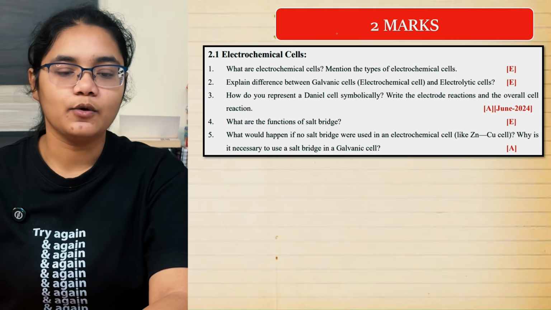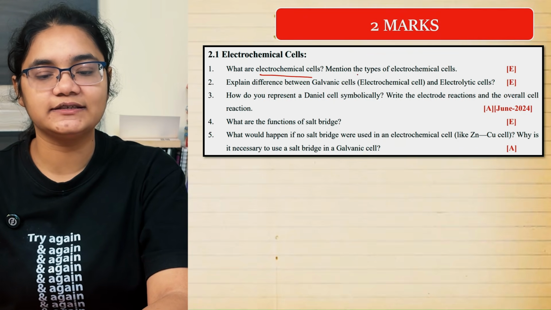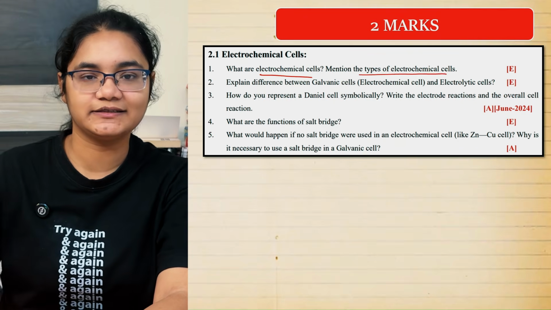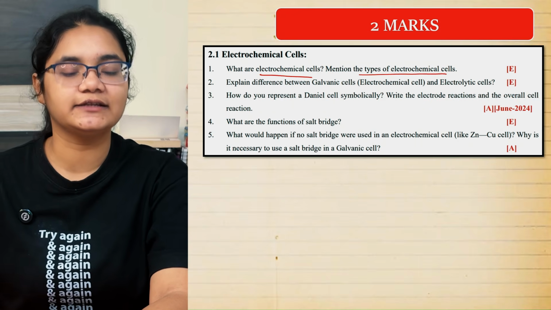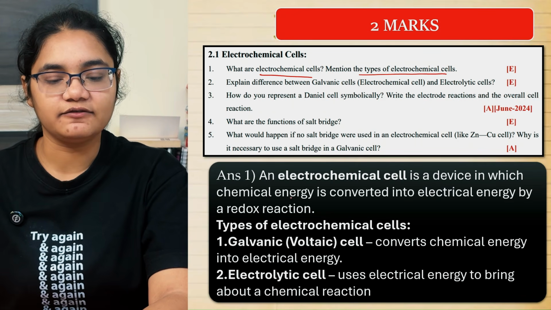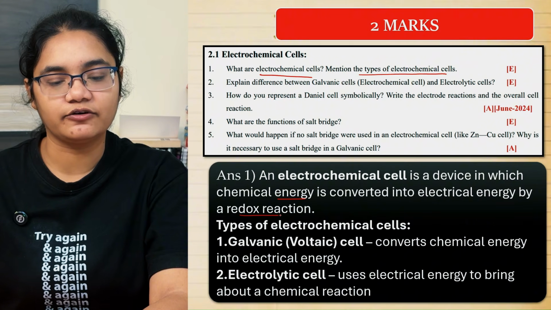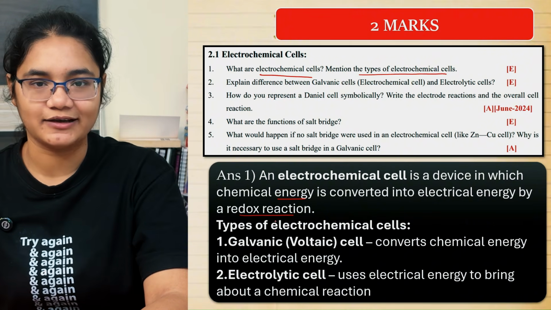Now we will do the question bank questions. Okay, so there is no 2-3 markers separately. They have asked it together. So I have taken almost all the questions of the question bank, the theoretical questions. So let's see the first one. What are electrochemical cells, and mention the types of electrochemical cells. So what are electrochemical cells? These are a device in which the chemical energy is converted to electrical energy by a redox reaction, right?